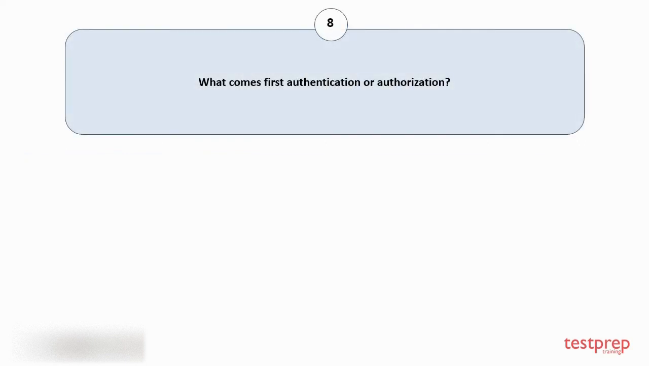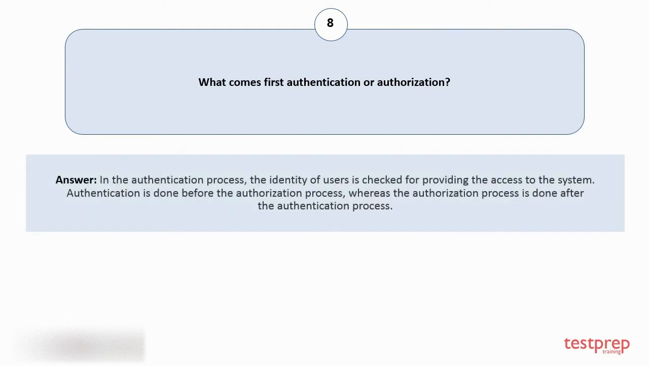Question number 8, what comes first, authentication or authorization? Your answer is: in the authentication process, the identity of users is checked for providing the access to the system. Authentication is done before the authorization process, whereas the authorization process is done after the authentication process.